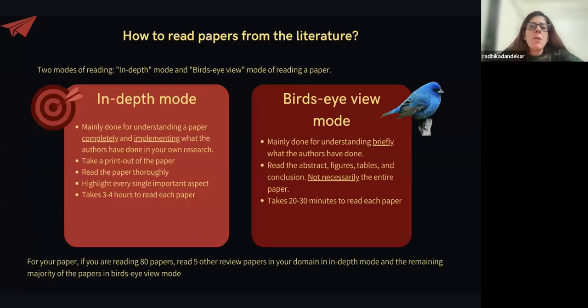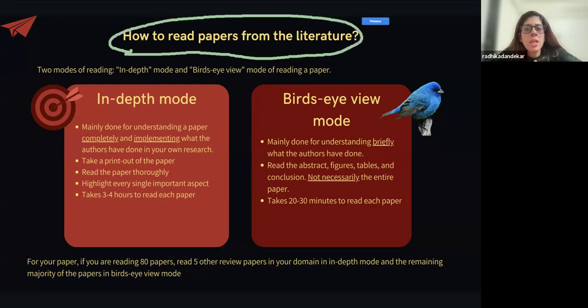So I'm now going to talk about literature study. Before writing every paper, it's important that you do a literature study. It's not as complicated as it sounds, and it's not as vague as it sounds. This is also a very structured process that you need to follow.